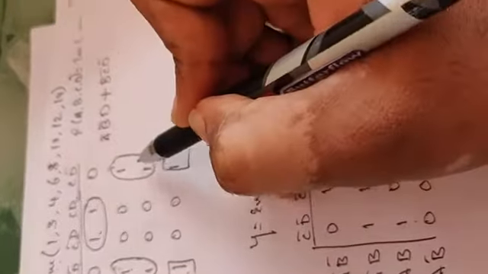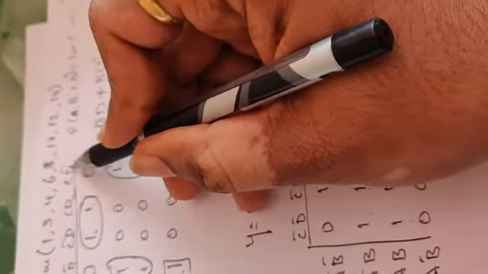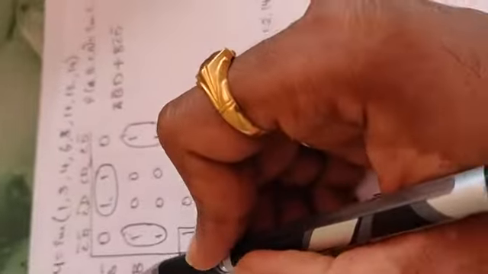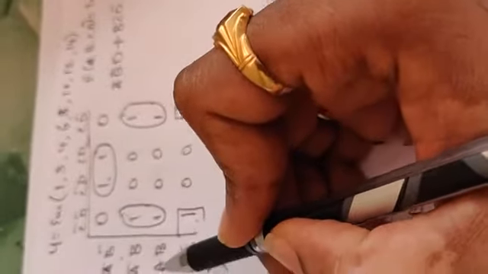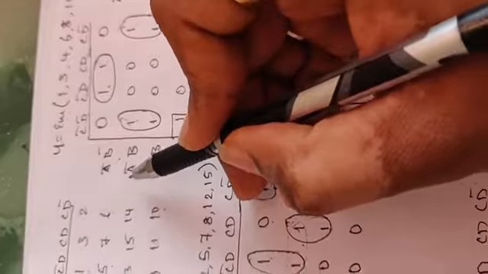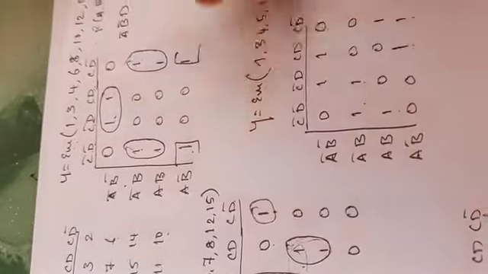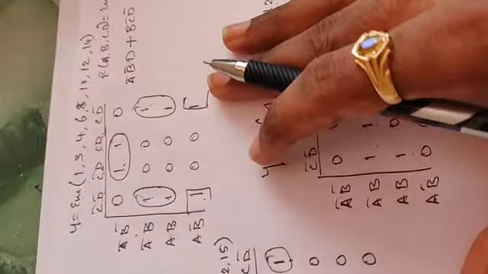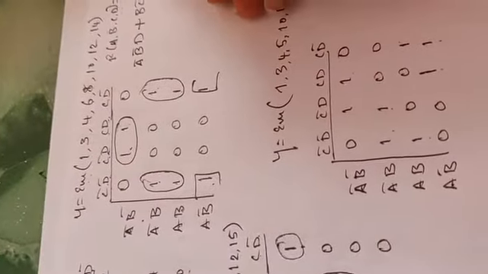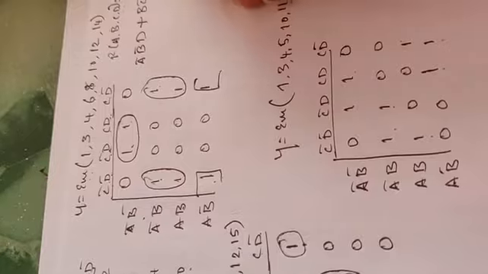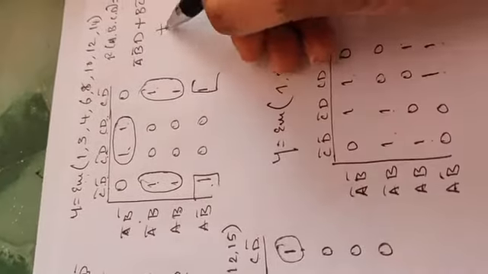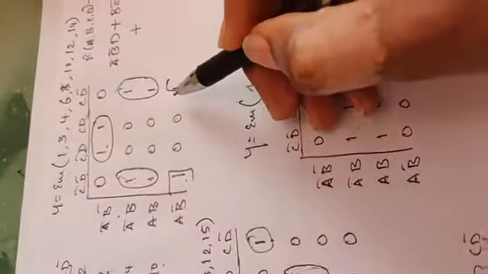Right. Let me go with here. Here also again, nothing to do with here. A bar, B, A, B. A bar, A cancels. B, C, D bar. Plus.